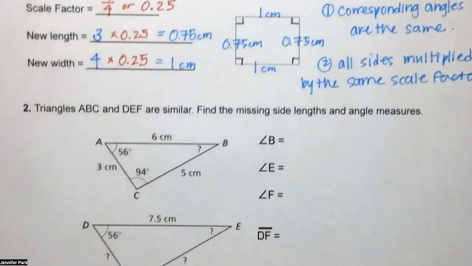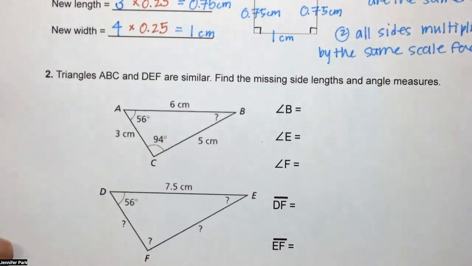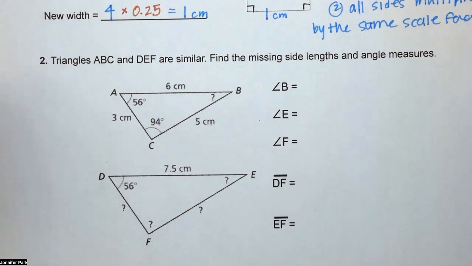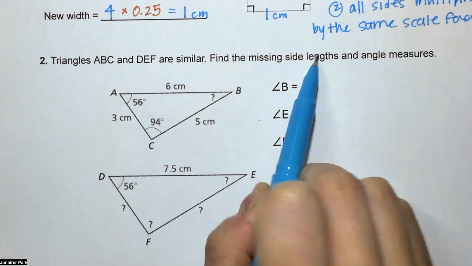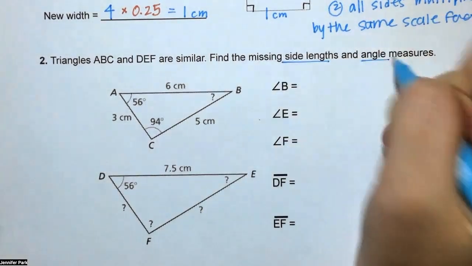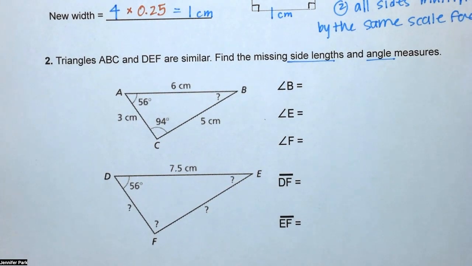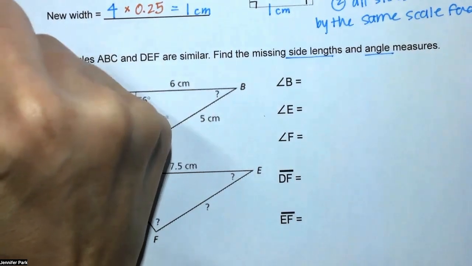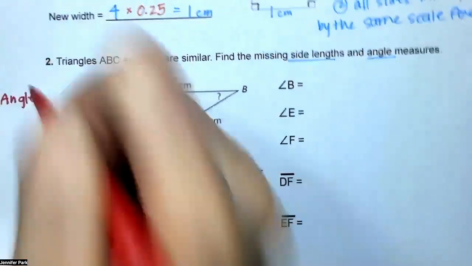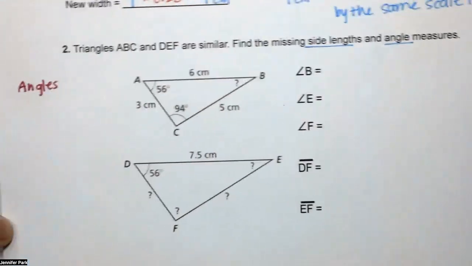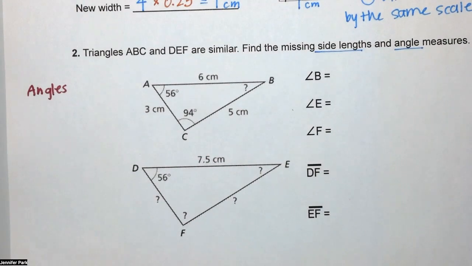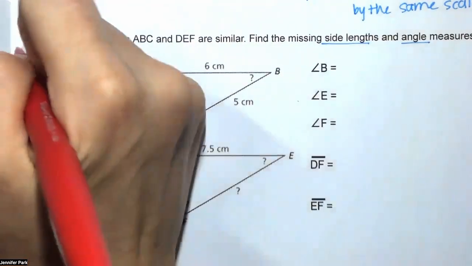Now let's move on to number 2, the last problem. So this time you have triangle ABC and DEF, they're both already similar. You have to find the missing side and the missing angles. Write down notes. Number 1, we're going to write on the side, angles in a triangle must always add up to 180 degrees. Okay, so make sure you write that.